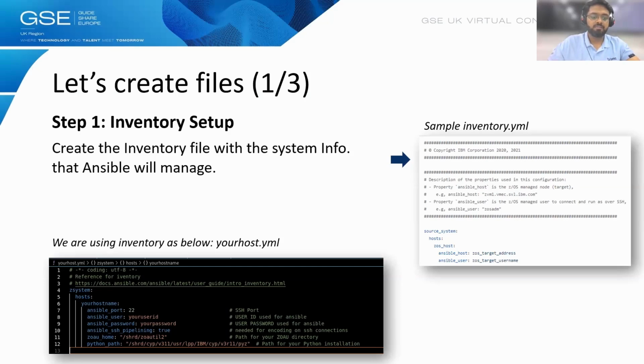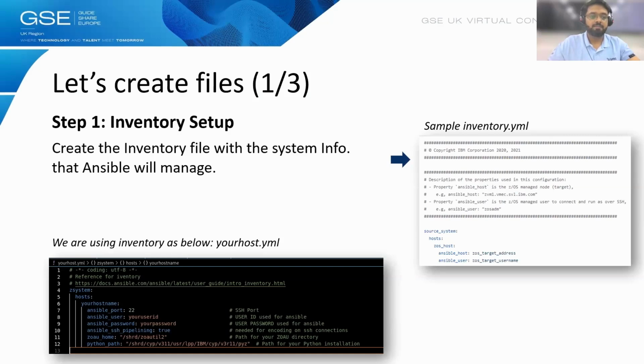So it's a user ID and password to log into your Unix System Services, so USS. It can be given here. Then you have to write this SSH pipelining equal to true. That is required for having the connection with z/OS. Whenever you are continuously running some script in terms of Ansible, you don't have to provide the password each time. So if you provide it one time, it will just take the same password next time for that session.